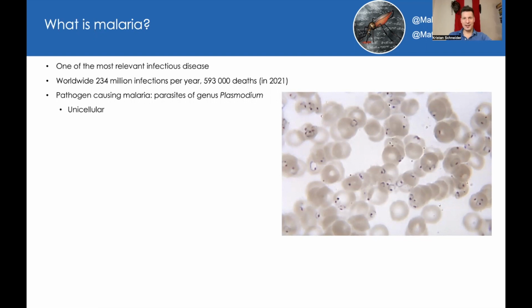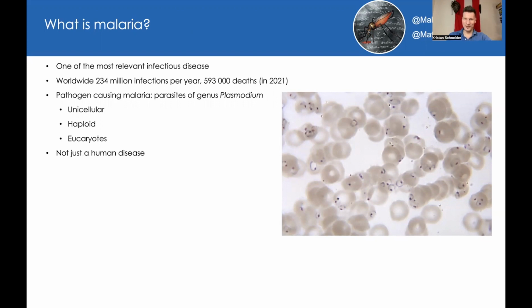Plasmodia are unicellular organisms, meaning each parasite consists just of a single cell. They are haploid, which means that in their genome, they have only one copy of each chromosome, like, for instance, bacteria do. However, unlike bacteria, they are eukaryotes, which means that they already have a nucleus, like our human cells, which makes them a higher developed organism.